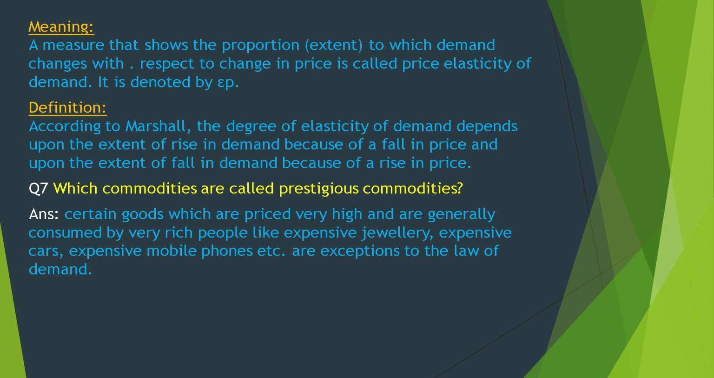Question 7. Which commodities are called precious commodities? Certain goods which are priced very high and are generally consumed by very rich people, like expensive jewelry, expensive cars, expensive mobile phones, etc., are exceptions to the law of demand.